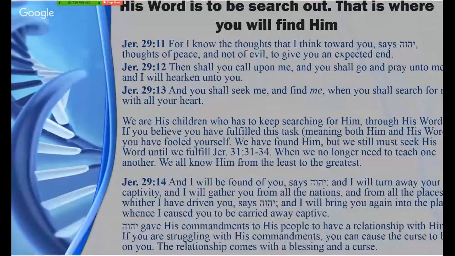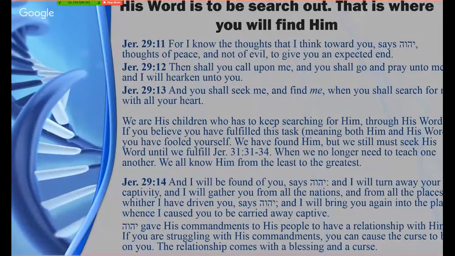But we are children who have to keep searching for him through his word. If you believe you have fulfilled this task, meaning both him and his word, you have fooled yourself. We have found him, but we still must seek his word until we fulfill Jeremiah 31:31 through 34, which talks about when we no longer need to teach one another. We all know him from the least to the greatest. We haven't gotten there yet. So there's always growth. There's always an improvement if we keep seeking him.